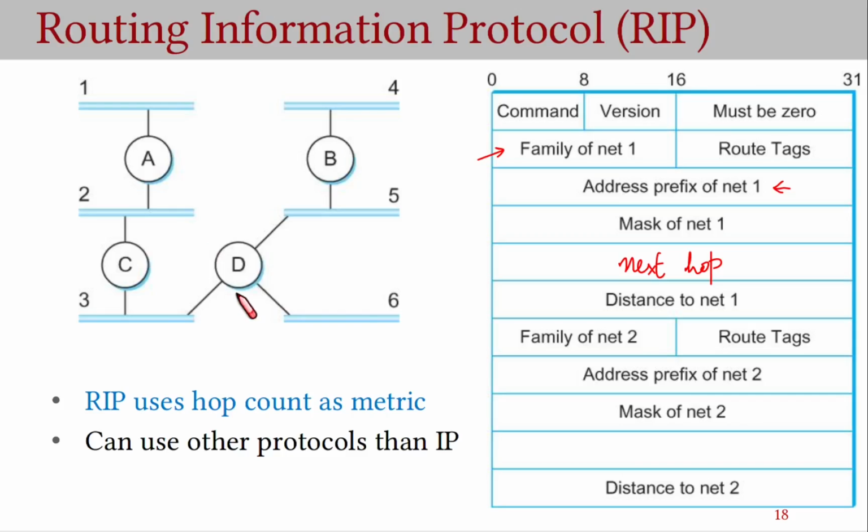In this example, D is going to announce to C that it can reach networks 3, 5, and 6 at cost 0, networks 2 and 4 at cost 1, and network 1 at cost 2. Similarly, C would announce that it can reach networks 2 and 3 at cost 0, networks 5 and 6 at cost 1, and network 4 at cost 2.